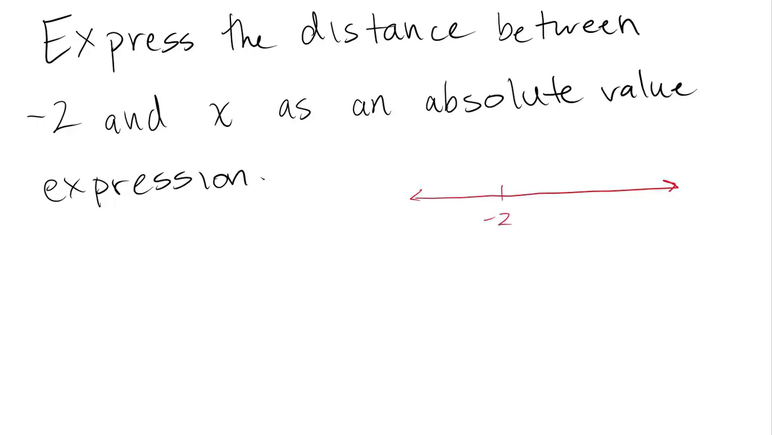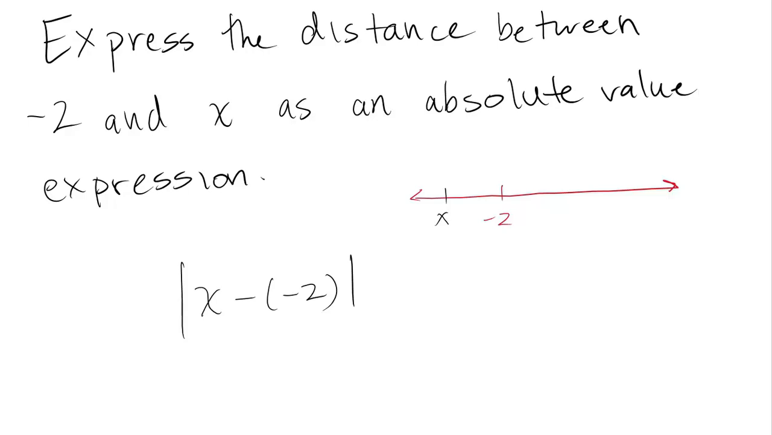And if the input I pick is bigger than negative 2, then I want to do x minus negative 2. But the input could also be on the left side. And if the input's on the left side, then x minus negative 2 is going to come out negative. To make sure that I don't get a negative result, I slap absolute value bars around this, and I'm done. And that answer is technically correct.